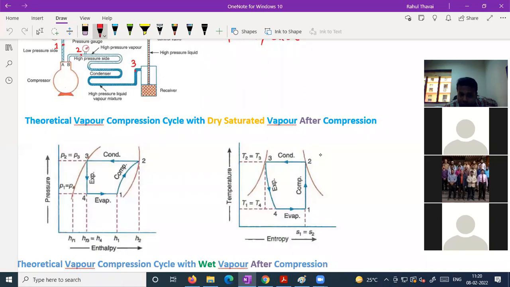Let us see point number one, on the pH diagram. From point number one, we will compress it to point number two. When you see the location of point number two, it is lying on the saturated vapor line. You can see this point number two lying on this part of the curve. Whenever any point is lying on the right hand part of the dome, all of you see this one.